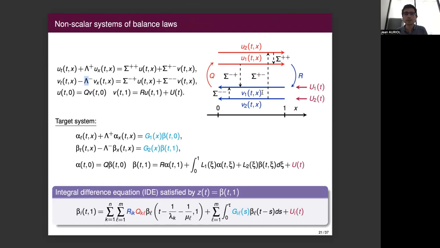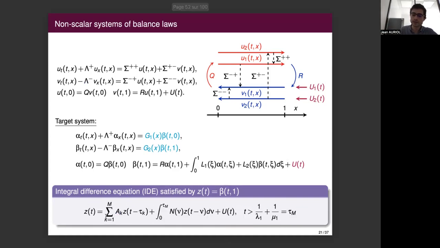For this system, if you apply the backstepping methodology, you cannot kill all the in-domain coupling terms, contrary to what we could do for the scalar systems. You still have some in-domain couplings that depend on beta T0 and beta T1. But again, you can still apply the method of characteristics and show that beta T1 verifies the following integral difference equation. So you still have pointwise delay terms that depend on the boundary couplings and integral delay terms, distributed delay terms that depend, among others, on your in-domain coupling terms.